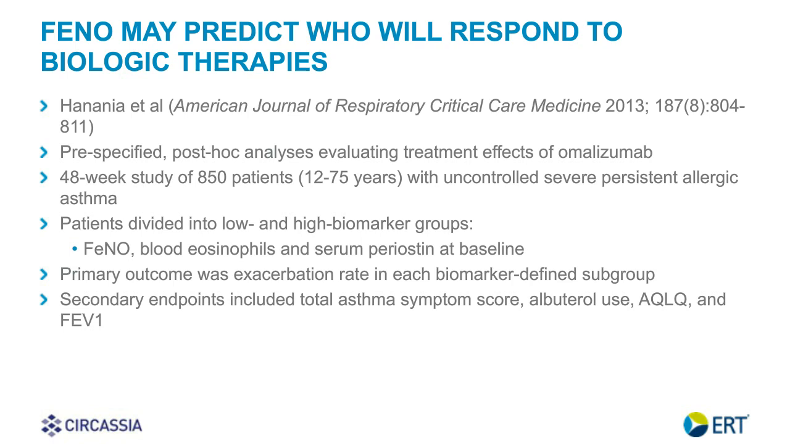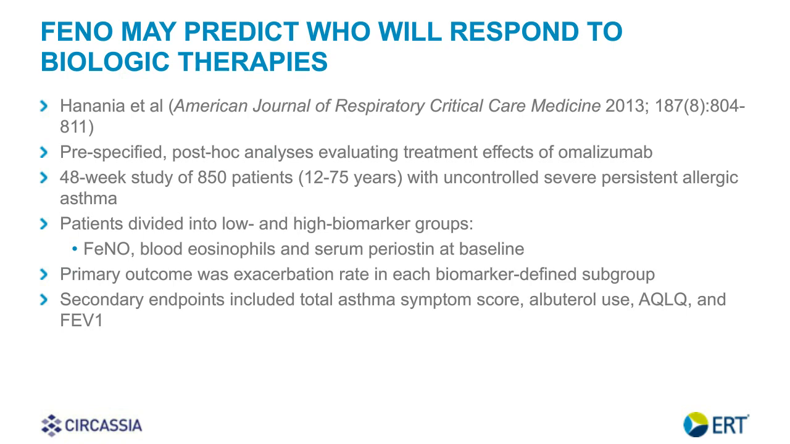It was a 48-week study of 850 patients. Patients were divided into low and high biomarker groups. They basically looked at FeNO, they looked at blood eosinophils, and they looked at serum periostin at baseline. And they correlated that with the primary outcome, which was exacerbation rate in each of those biomarker groups.